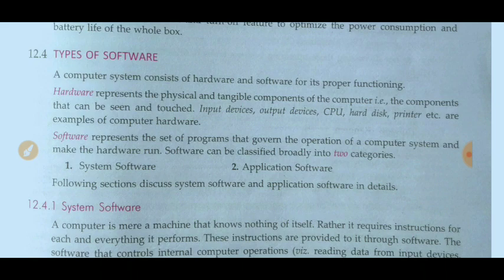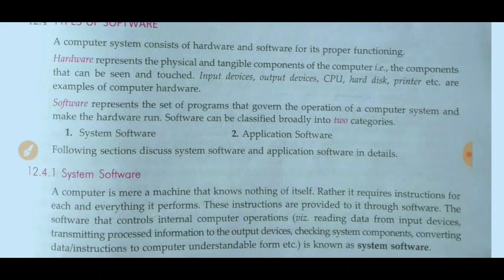Next, software. Software represents the set of programs that governs the operation of a computer system and makes the hardware run. Now the next question: can a computer do its work by itself? According to me, the answer is no. A computer cannot do its work by itself. It wants some instructions from the user. A user can provide instructions on the basis of a program. A program is nothing but a set of instructions.